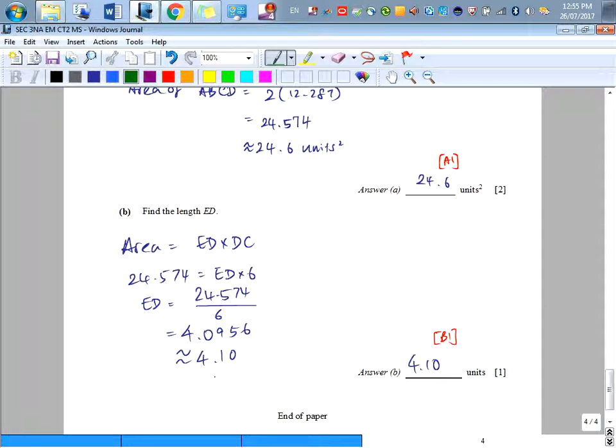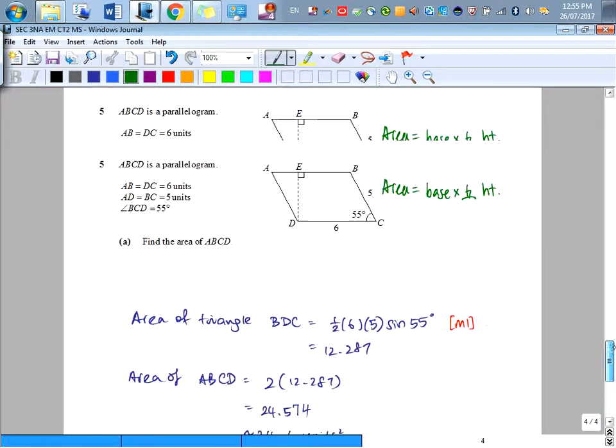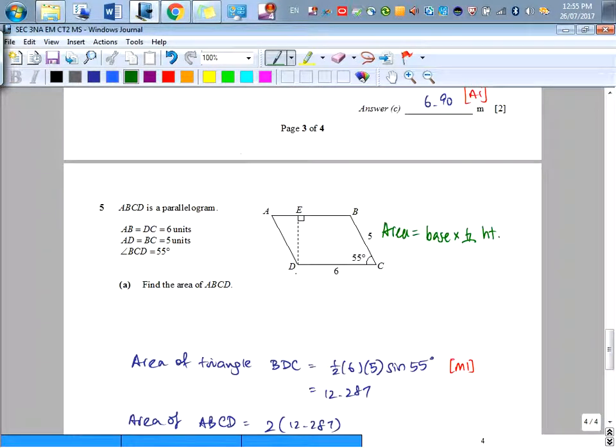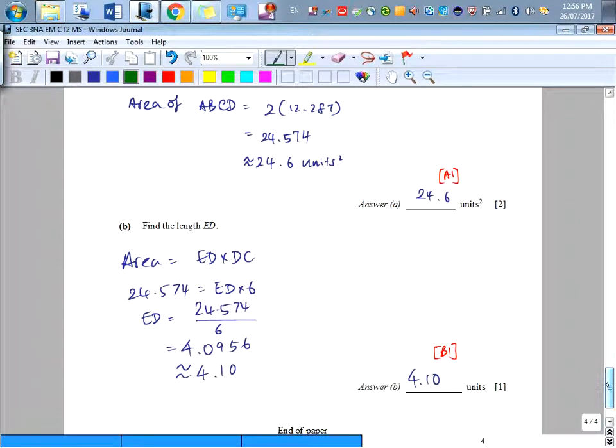There are more complicated ways of doing it. Some of you tried dividing this into a triangle. Then you use your trigo. Then you find the perpendicular height. Yeah, it's fine, but this is the easier way of doing it. Okay?